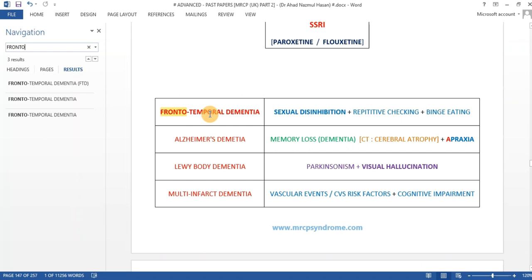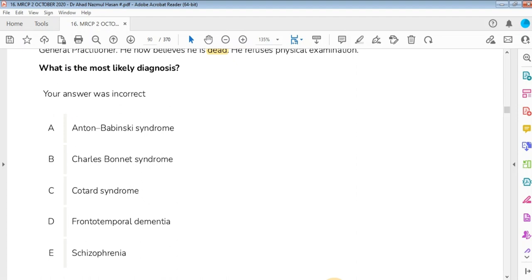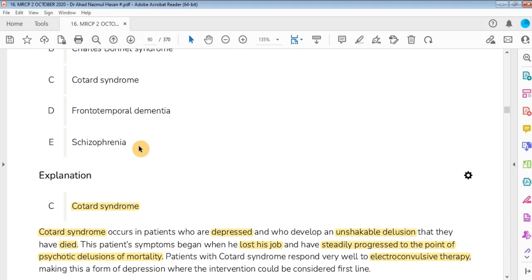And Lewy body dementia is seen in a Parkinsonism patient. This is known as the Parkinson plus syndrome. Patient will have visual hallucination. And multi-infarct dementia will have stepwise deterioration in cognitive impairment with significant vascular event or cardiovascular risk factors. And acute schizophrenia will have thought disorder, like thought broadcasting or thought insertion.